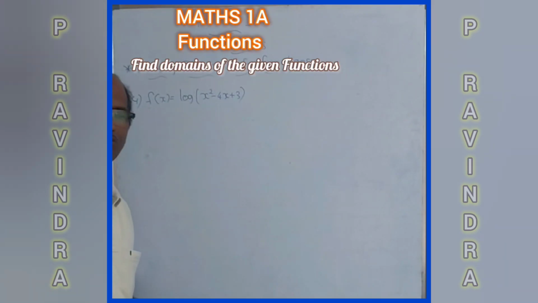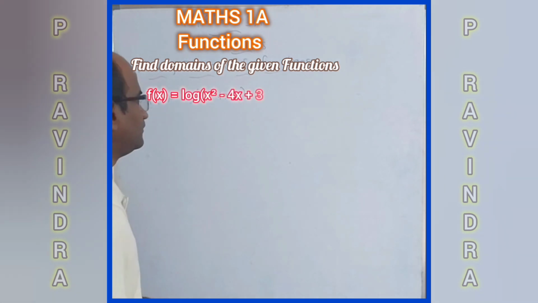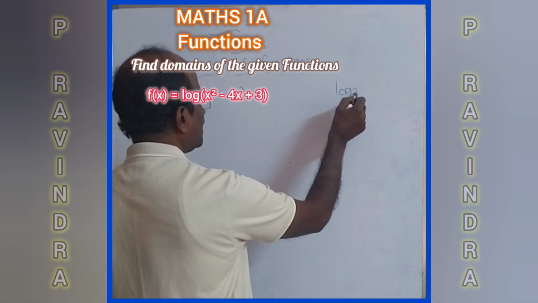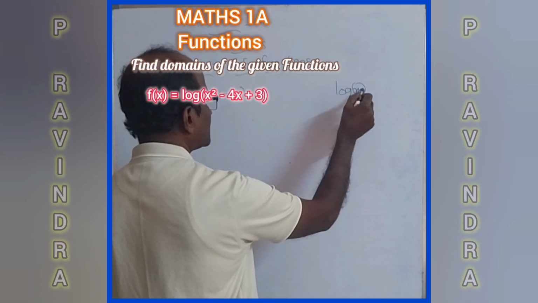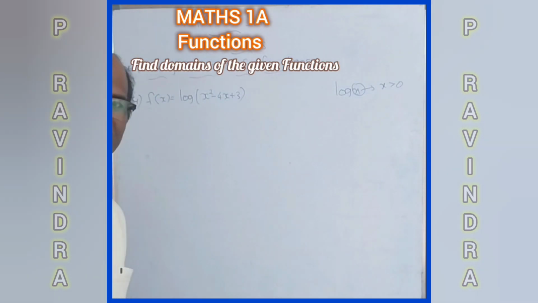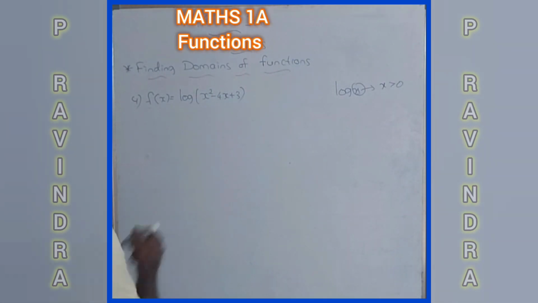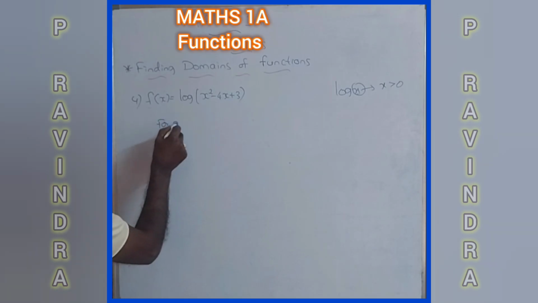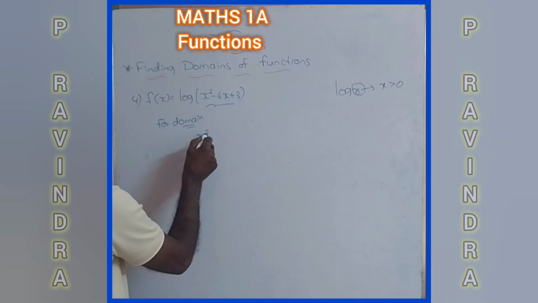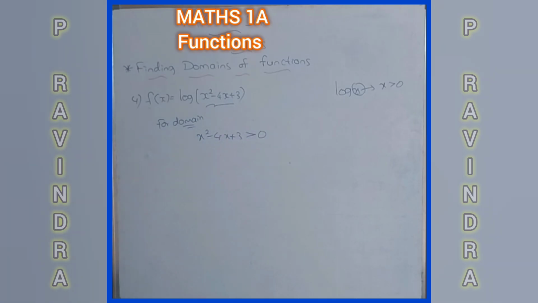Now let us find the domain of f of x equal to log of x square minus 4x plus 3. Now it is a logarithmic function. For a logarithmic function, that is, if you are having log x, x must always be positive. For such numbers only logarithm values are defined. Okay, so therefore, according to that concept, for the domain of this particular logarithmic function, the function part which is x square minus 4x plus 3 must be clearly positive.